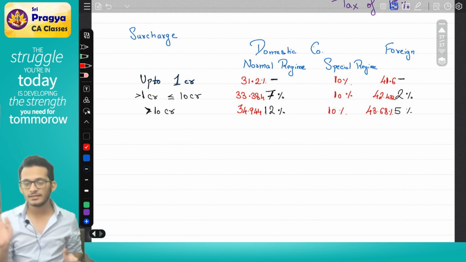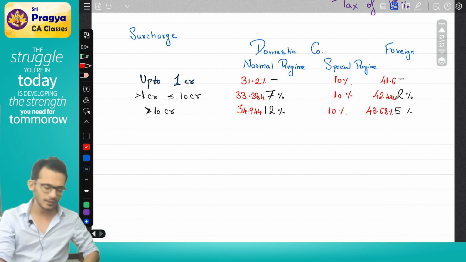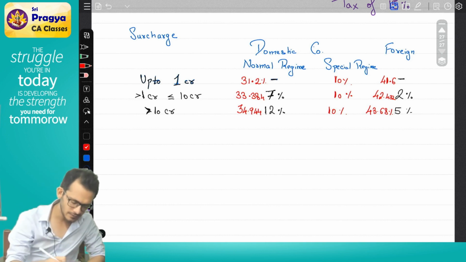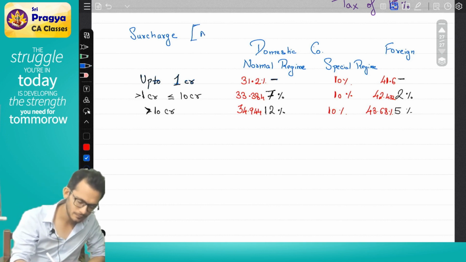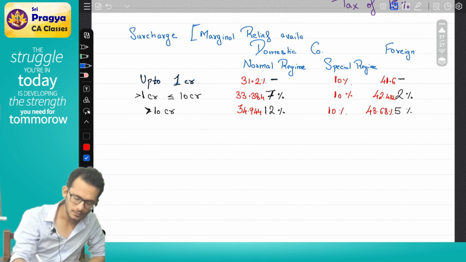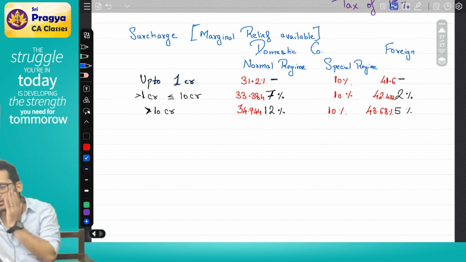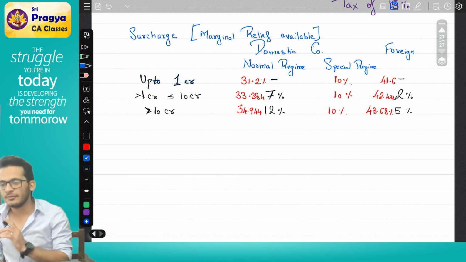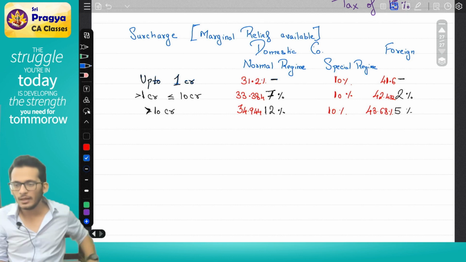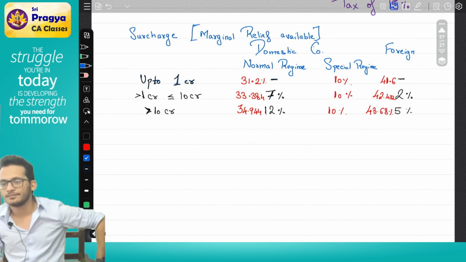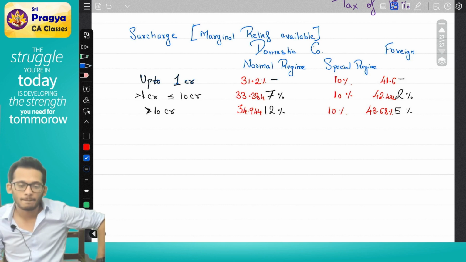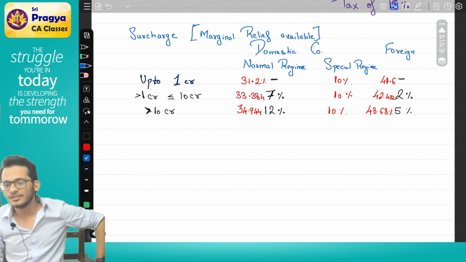Rahul, since there is surcharge, can you claim marginal relief? Yes, marginal relief is still applicable. But if you notice it carefully, will there be a marginal relief for special regime cases? No. Why? Surcharge is not changed. Yes.